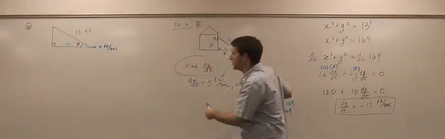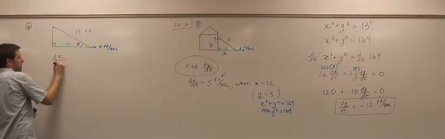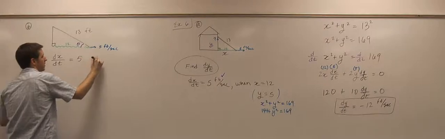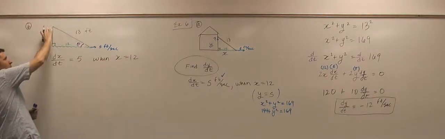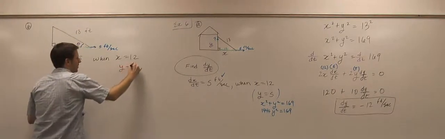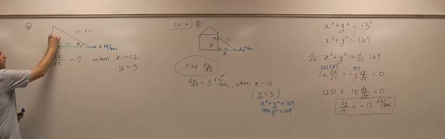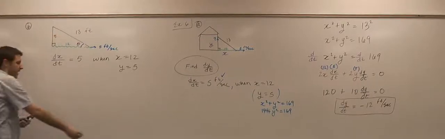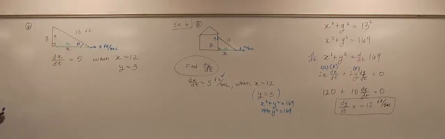So I know all the same information. Right? I know dx/dt is equal to 5 when x equals 12. And I also know y has to be 5 when x is 12 because I solved for it. This is my x. So what kind of equation can I set up to help me get at, well, what am I looking for?